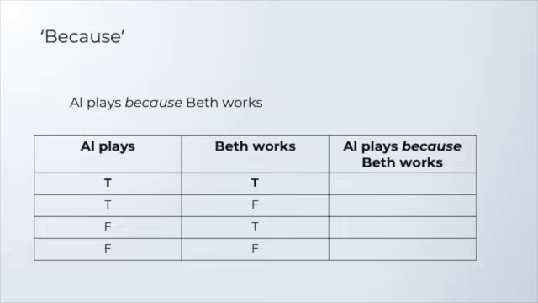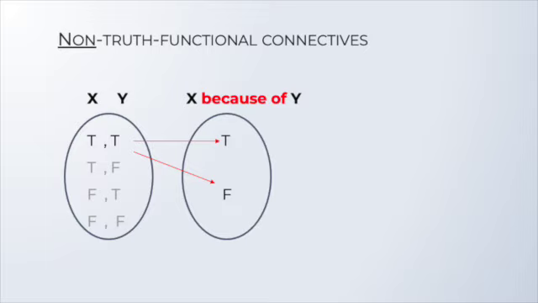It might be that Al plays and Beth works, and that Al plays because Beth works, since, say, Beth is the source of income in their household, and that gives Al plenty of free time to play. Or it might be that Al plays and Beth works, while at the same time it's false that Al plays because Beth works, since those two are completely independent facts, completely unrelated. So in some cases, the combination T is paired with the truth value T. In other cases, it is paired with the truth value F. So this is not a function. The output is not completely determined by the input.